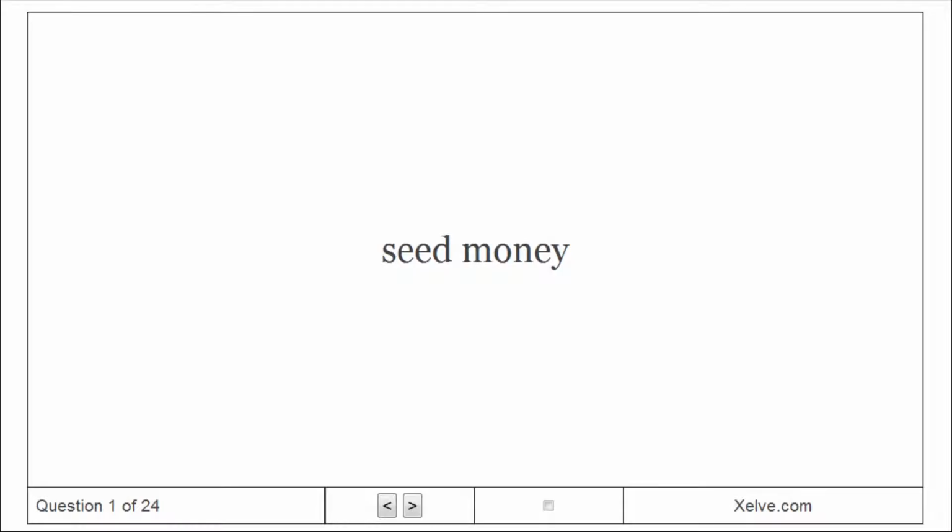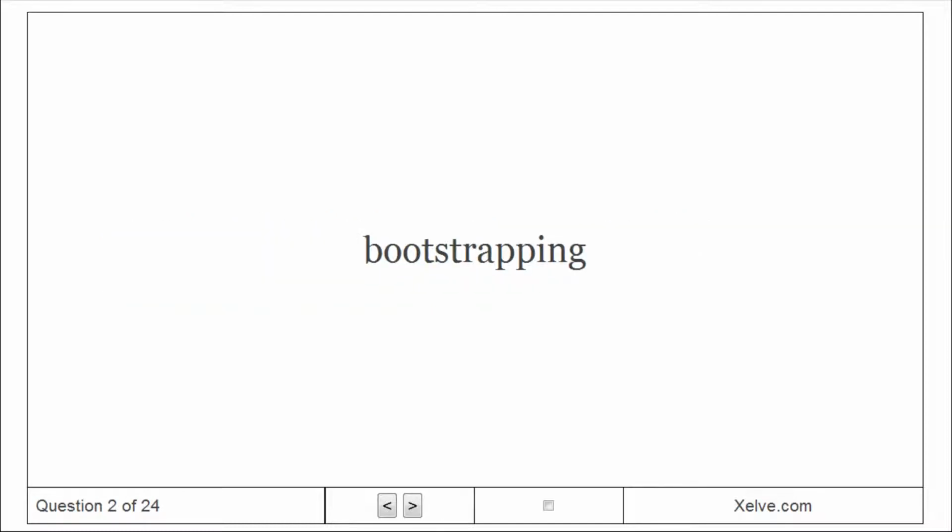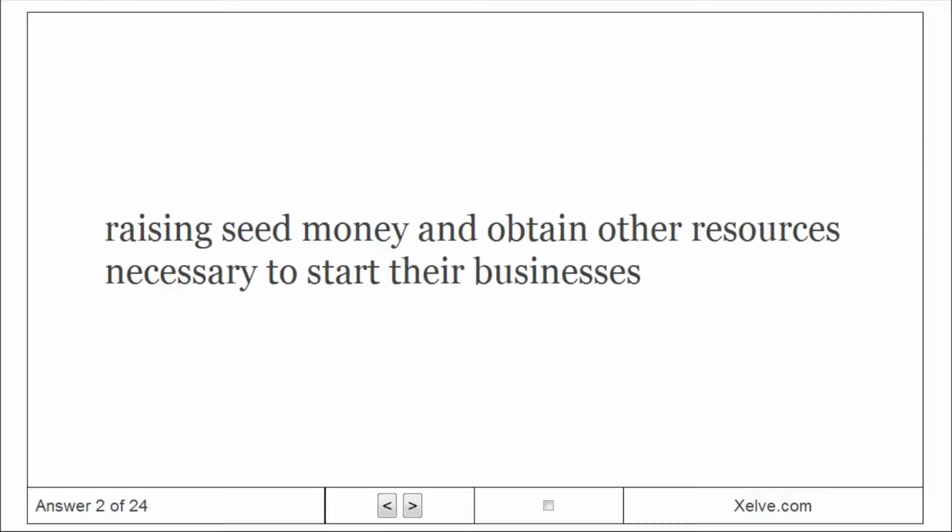Seed money: spent on developing a prototype of the product and a business plan. Bootstrapping: raising seed money and obtaining other resources necessary to start their businesses.